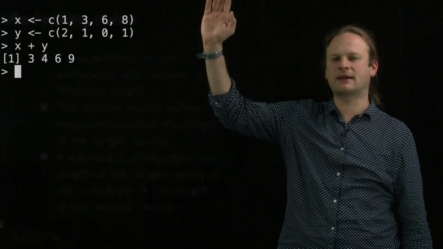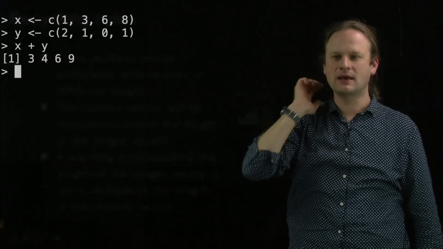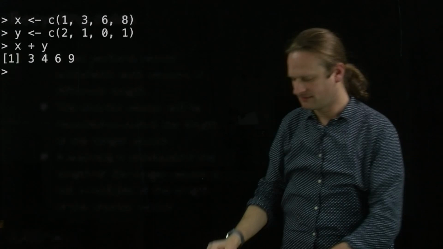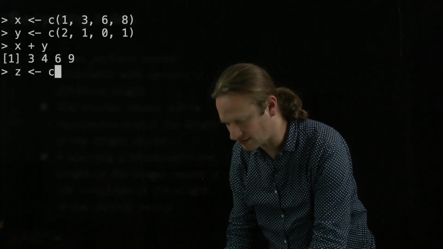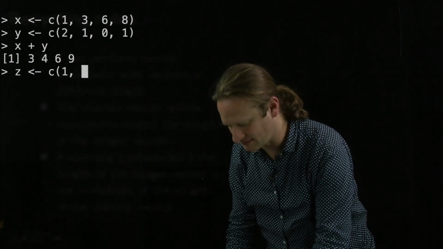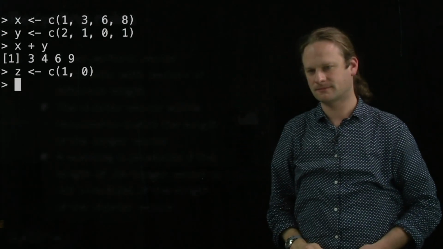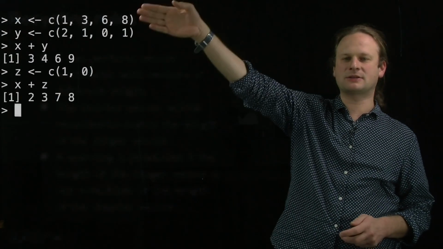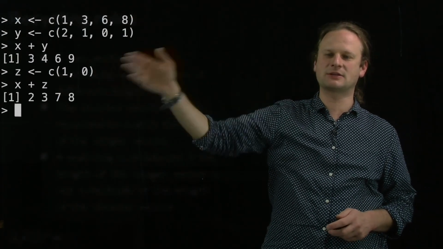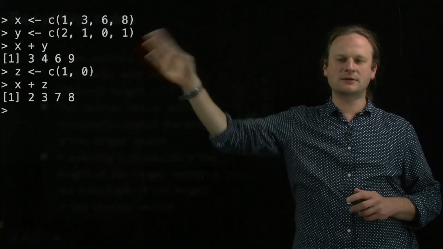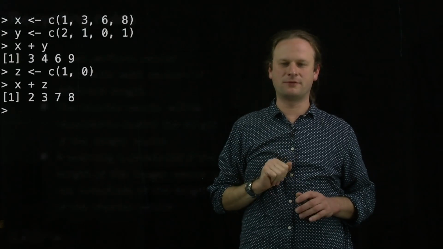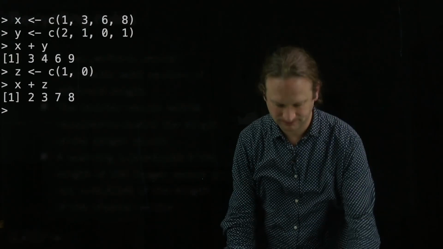Let's go back to our vector x from before, but now let's not add it to a vector of the same length, but a vector of different length. So let's create a vector z containing the numbers 1 and 0. And now let's ask R to add up x and z. Now x is a vector of length 4, whereas z is a vector of length 2. R does not appear to be unhappy and returns us the vector 2, 3, 7 and 8.